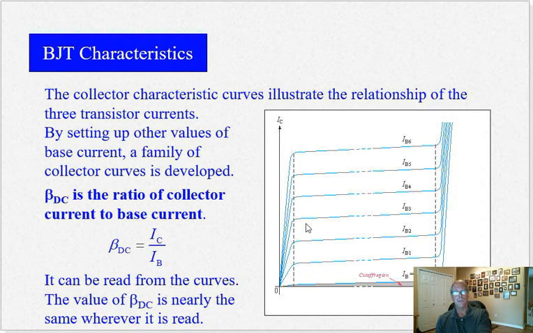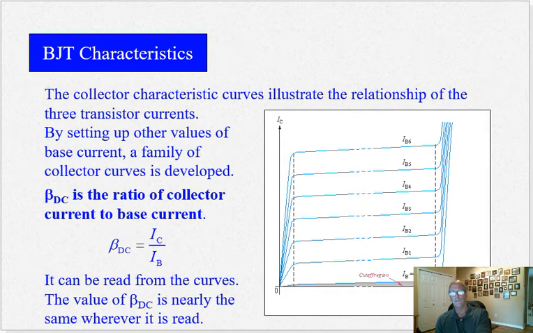So here's a family of curves. This shows different base currents. Understand that if you have a base current that is 0, that's what's called cutoff. And as you increase your base current, notice how the collector current goes up here.